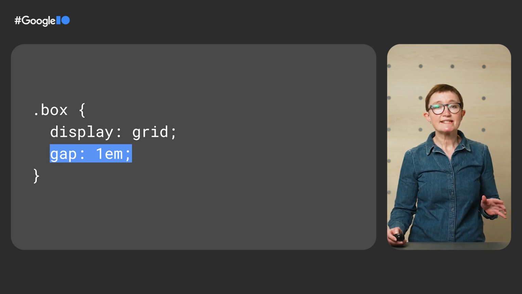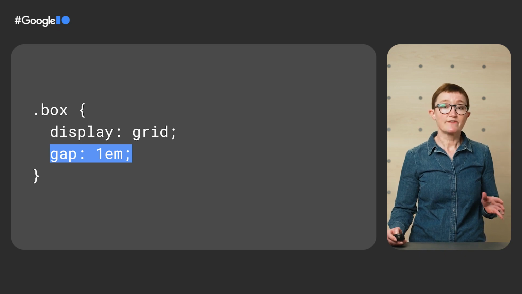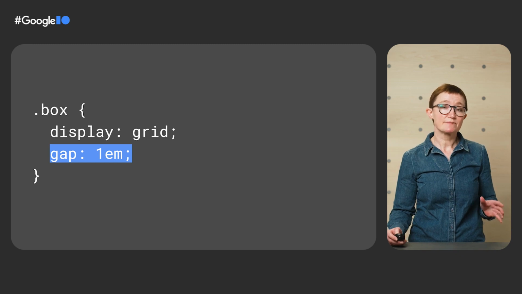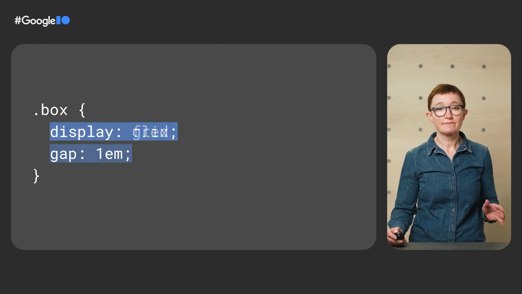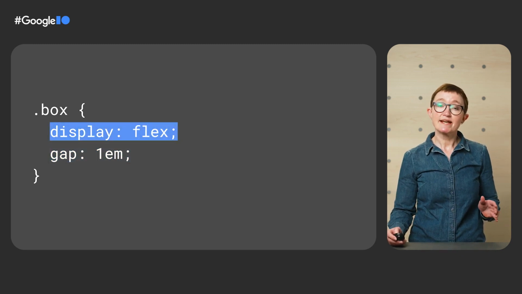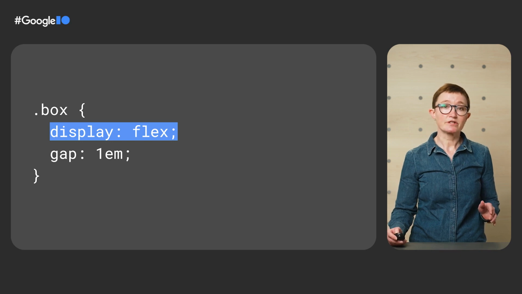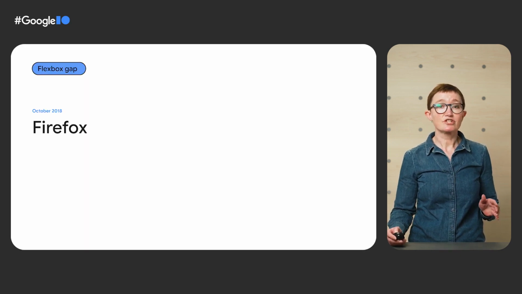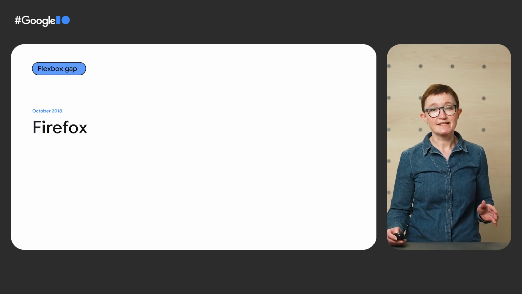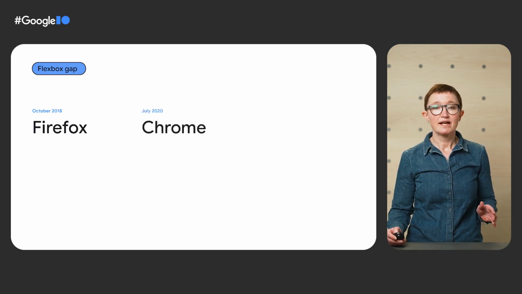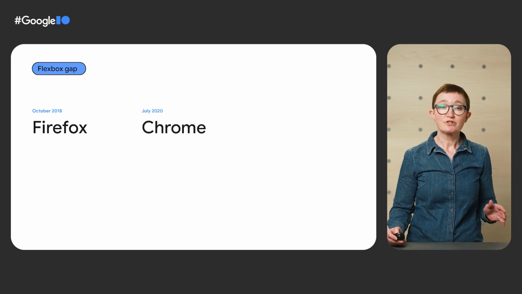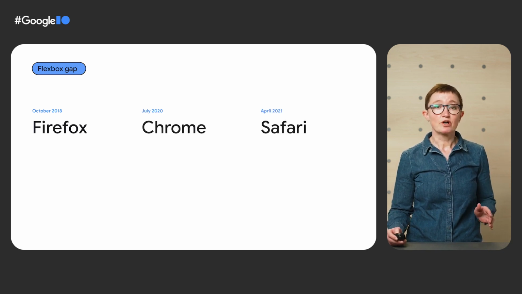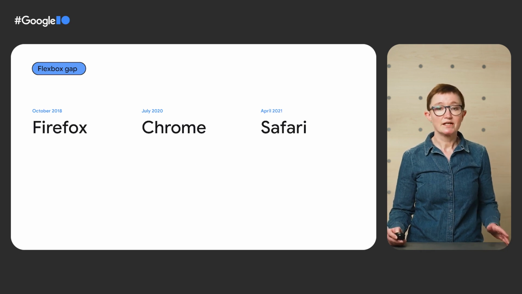This means we don't need to have duplicate properties such as flex-row-gap, and instead can use one set of properties for gaps between things in layouts. It was then specified to work with Flexbox. And in October 2018, Firefox shipped the gap property in Flex layouts. In July 2020, Chrome shipped it. In April 2021, Safari shipped it.